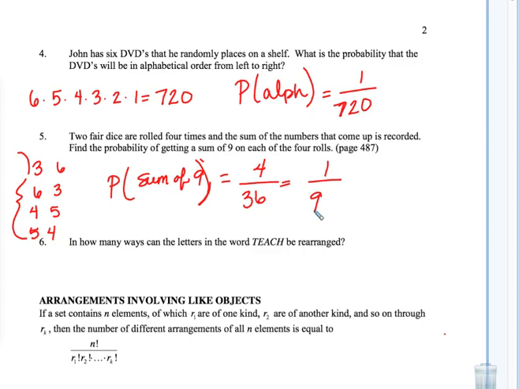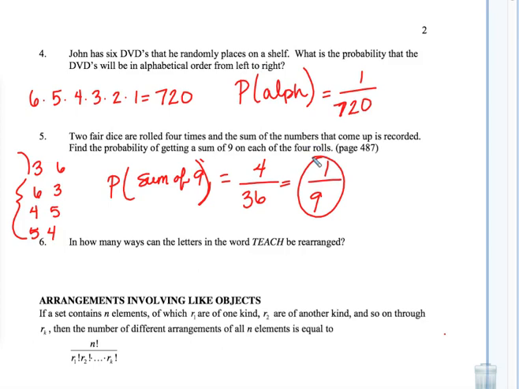I wrote down all of the ones that add up to 9. And I said, okay, there's 4 of those out of 36 of those different arrangements there. So my probability is 1/9. But that's if we're doing 1 roll. We're doing 4 rolls. So what we have to do now is take that and multiply this 1/9 by itself 4 times, because it would be 1/9 for each roll.